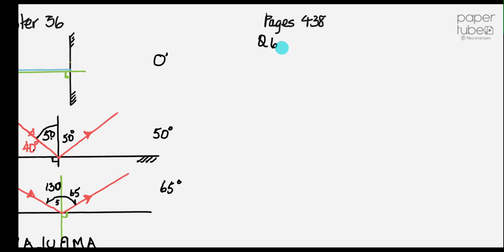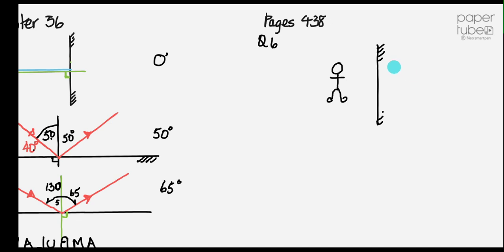Question number 6. It says, a student stands. So let's have a look. There's the mirror, and there's the student. Poor matchstick man. So what do we know about the properties of a plane mirror?